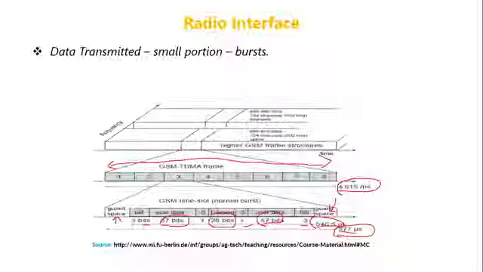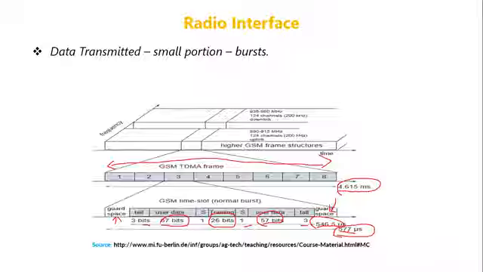The actual burst is only 546.5 microseconds. If you subtract 546.5 from 577, what you get is the remaining 30.5 microseconds. That is used as a guard space, to avoid overlapping with the other burst.